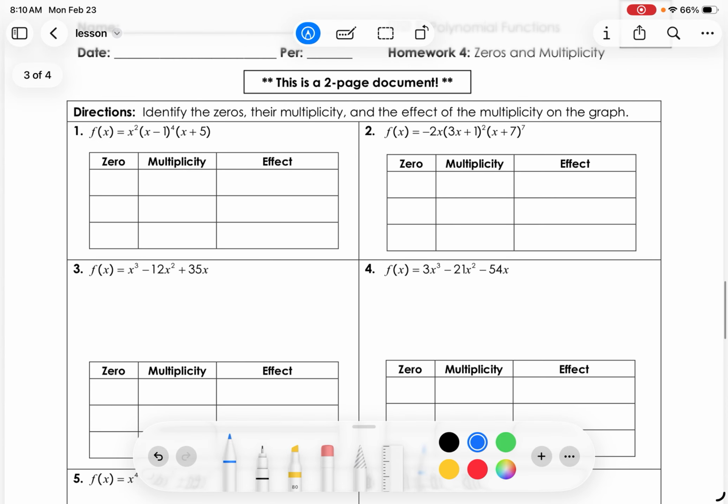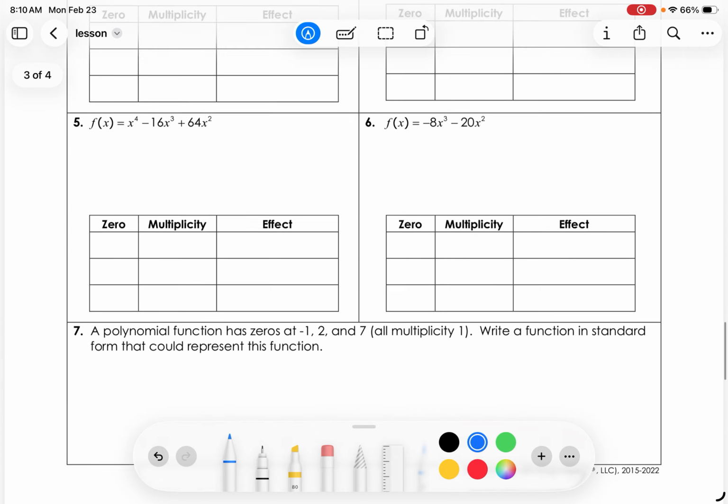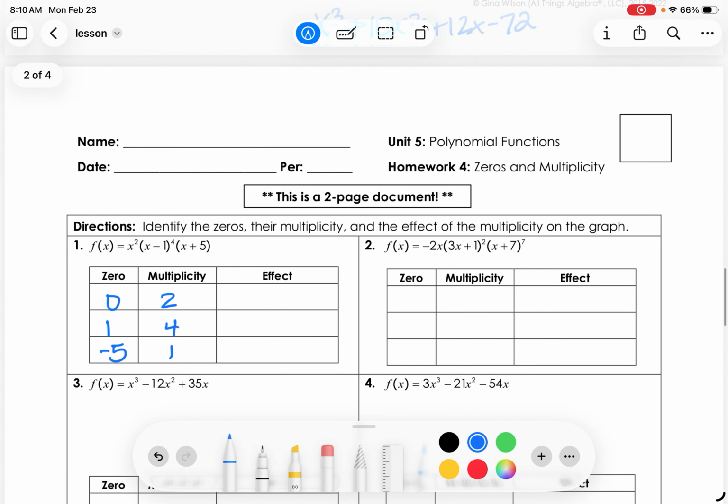1 through 8. These are already factored for you, so these first two make it pretty easy. This one, your first 0 is 0, and then 1 and -5, multiplicity of 2, 4, and 1. So then you'll just have to tell me if it bounces or crosses, okay? Remember, odd crosses, even bounces. If you have any trouble, let me know. Again, we're going through number 8, 7 and 8. You're going to have to write functions like you did right here. And then we'll stop and not finish the other parts.